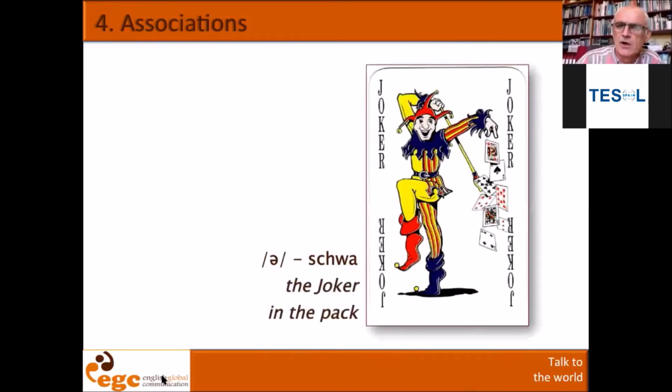Because the joker in a pack of cards can stand in for any other card. It's totally fluid and flexible. It can be anything. And schwa can stand in for any of the five alphabet vowel letters.